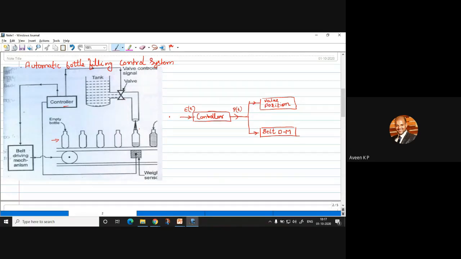So the input is the error. From the controller, the output is the controlled output. The controlled output will be passed to the valve position as well as the belt driving mechanism. And finally, we will obtain an output.